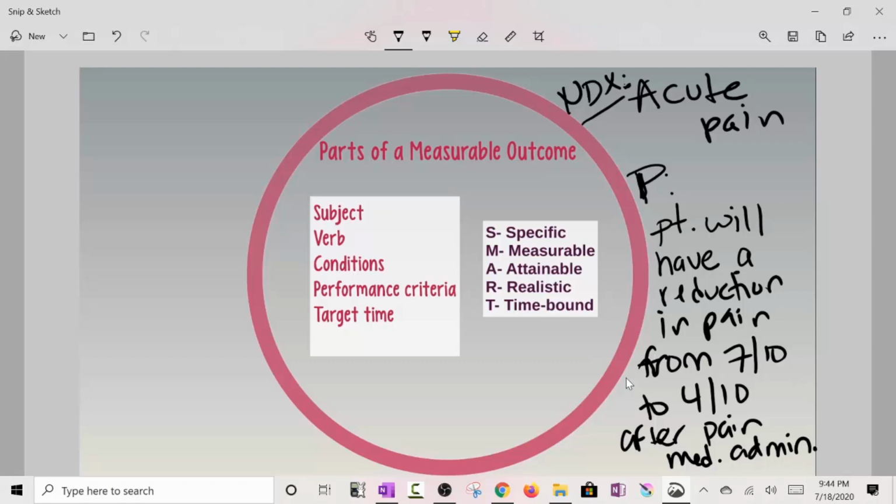Or if you want to make it more time bound, you can say by a time. So patient will have a reduction in pain from 7 out of 10 to 4 out of 10 by X time. Okay, date and time.